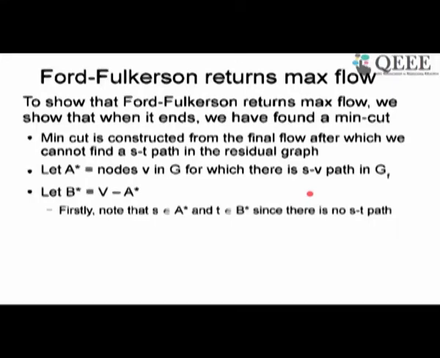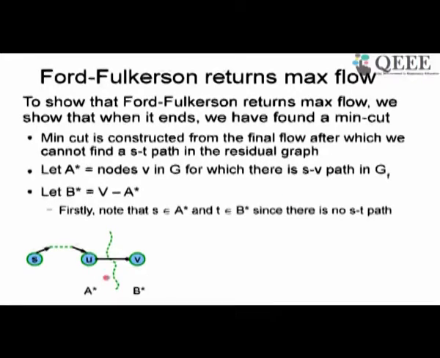So I want to take all those nodes which are reachable from S and call it A star. All those nodes which are not reachable from S, I want to call B star. Clearly S is reachable from S, therefore S is in A star. T is not reachable from S in GF because the algorithm stopped. Therefore T is in B star, therefore A star, B star is a cut. It's a cut because S is in A star and T is in B star. So I made a cut.